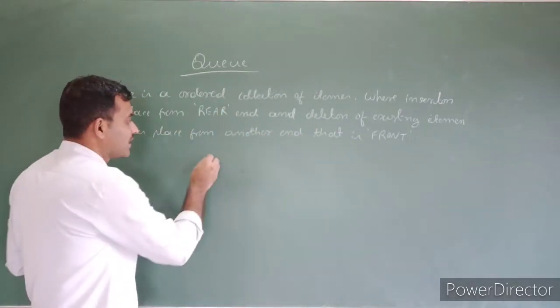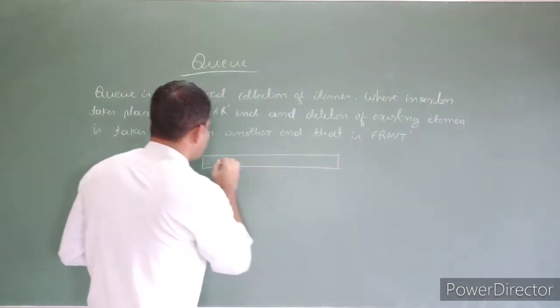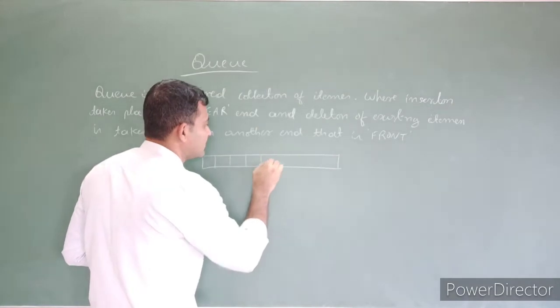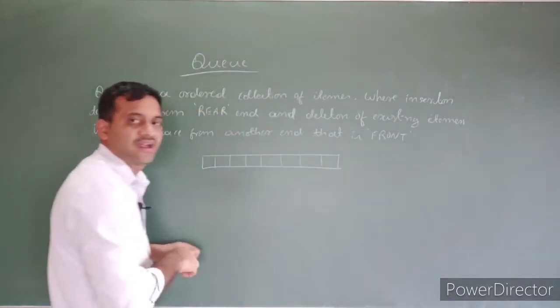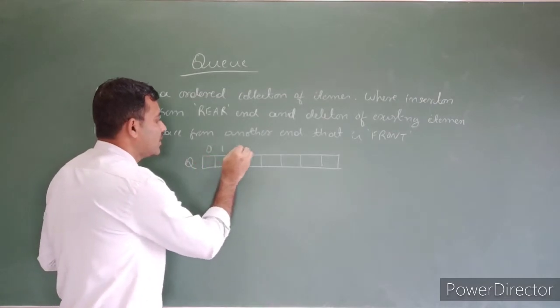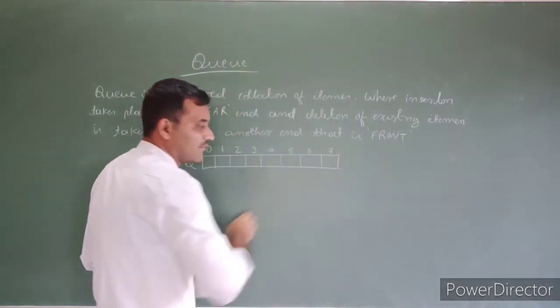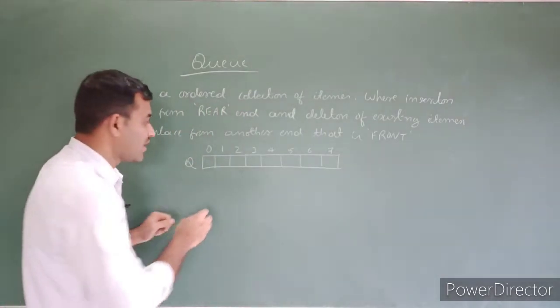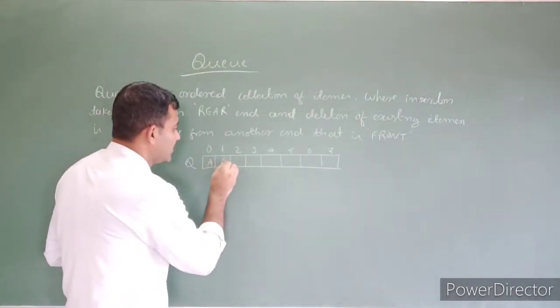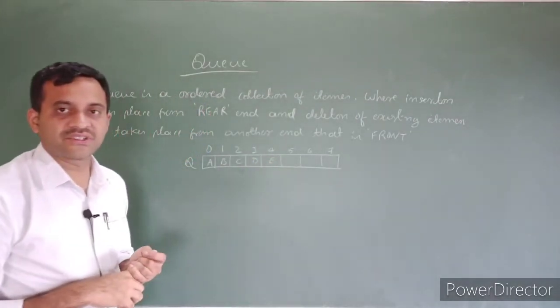Let's consider an array. The name of the array is Q. Index values are 0, 1, 2, 3, 4, 5, 6, 7. Then the items are A, B, C, D, E. So these are the items.